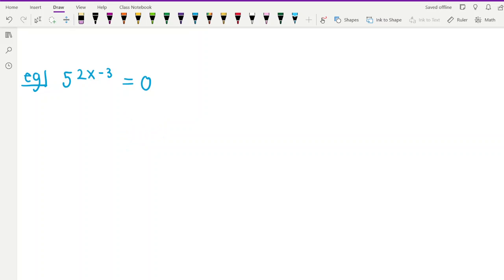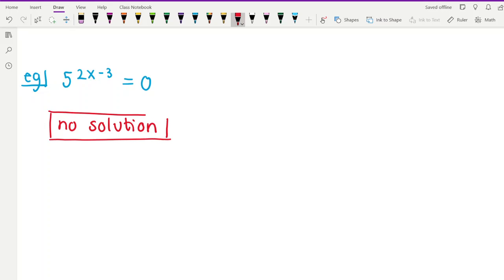So that doesn't work. What does that tell us? If there's no way of writing the right-hand side as 5 to a power, what does that mean about this equation? Well, it means that the equation has no solution. Because again, solving an equation is just finding the values of x that make the equation true. And if there's no exponent that we can raise 5 to get 0, that means there's no value of x that makes it true. So there's no solution.